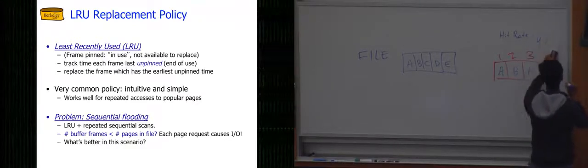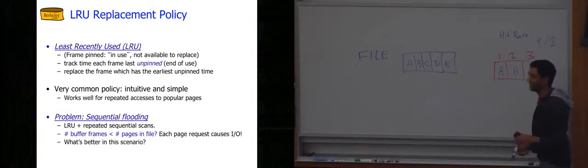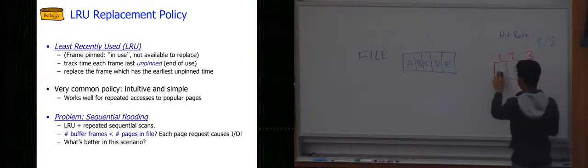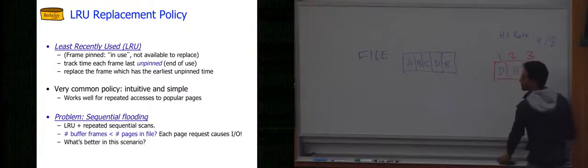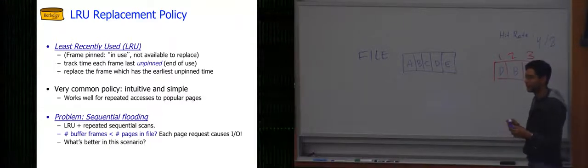Nice work. All right, 4 for 8, 50%. Not bad. Let's try one more. Page D. What's he going to do? Oh, look at that. Very interesting. All right, would anybody like to guess what his protocol is?